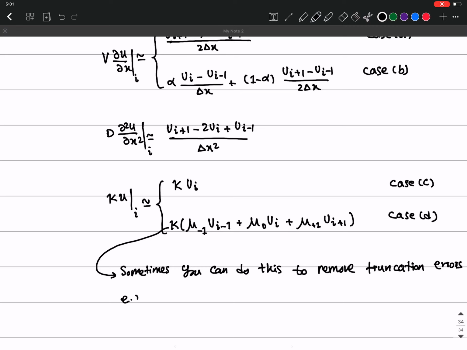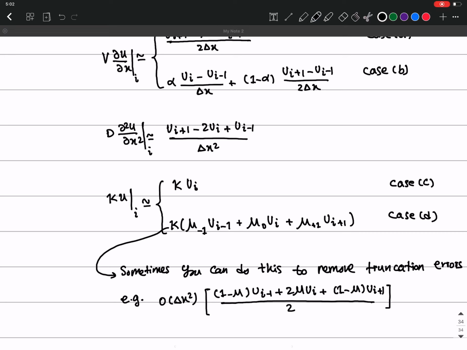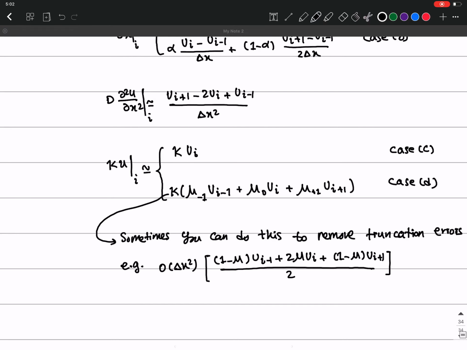So for example, an order delta x square approximation can be written as this: (1 minus mu) times u_i minus 1 plus 2 mu u_i plus (1 minus mu) u_i plus 1, over 2. And this is going to be an order delta x square scheme. Okay, so sometimes we do this to improve the approximation.